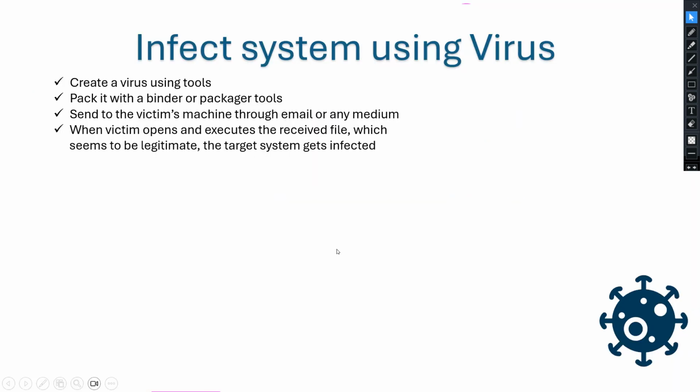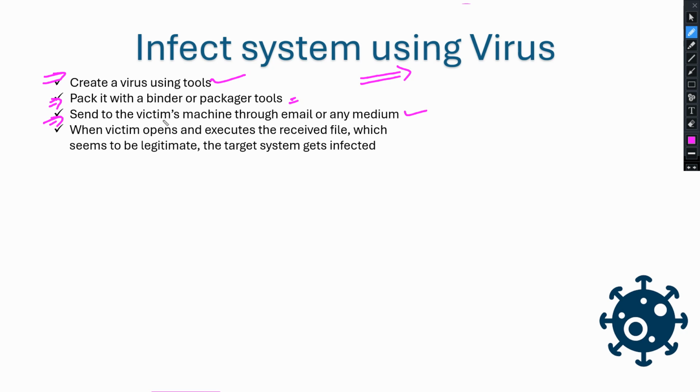Okay, so infecting systems using viruses. How can we infect a system? First, we need to create a virus, right? The next step is to pack that virus with a binder or packager tool. Once it is packaged, send it to the victim machine through an email or any other medium, like a USB removable disk or any other method.